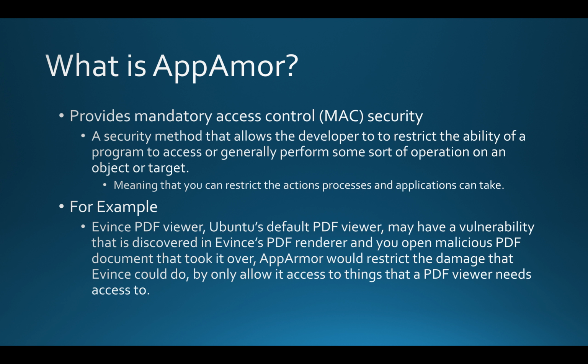So for example, Evince, the PDF viewer for Ubuntu, if it has a vulnerability that's discovered, and you accidentally open a malicious PDF or a document and it took that application over, and let's say you're not aware of it, AppArmor would restrict the damage that would occur because it would not allow it to access anything other than what the PDF viewer needs to access. So it doesn't prevent, but it limits the damage that's possible.